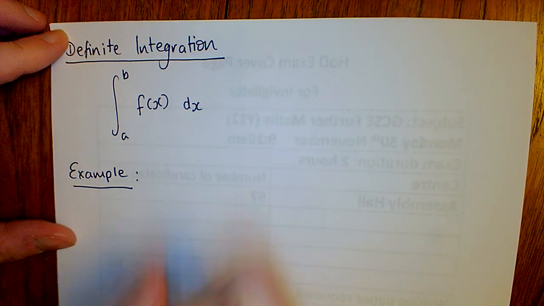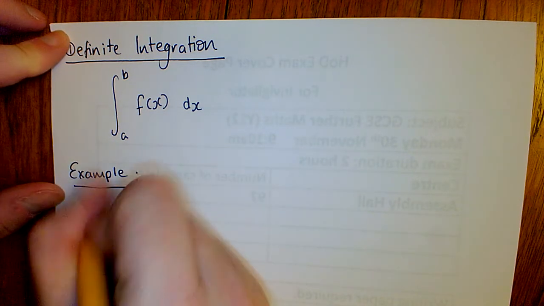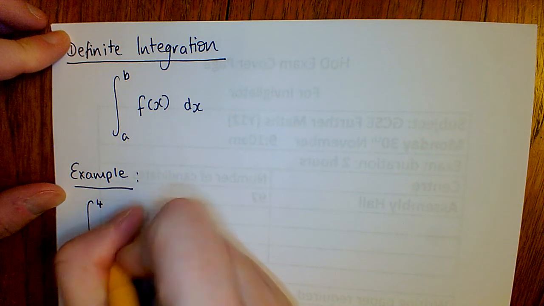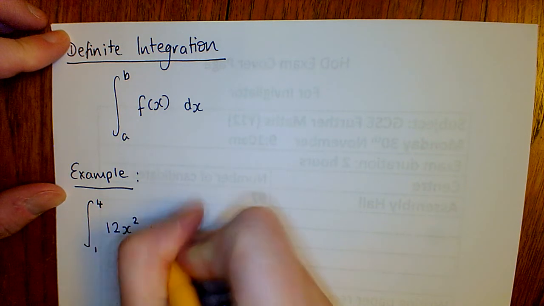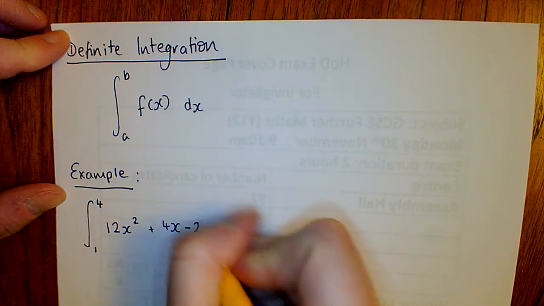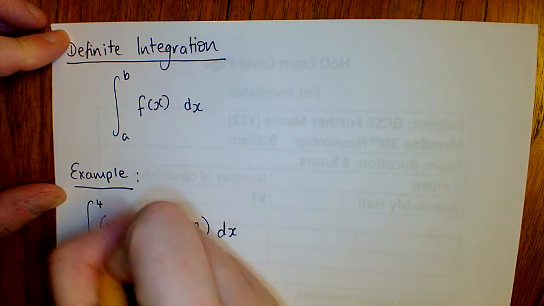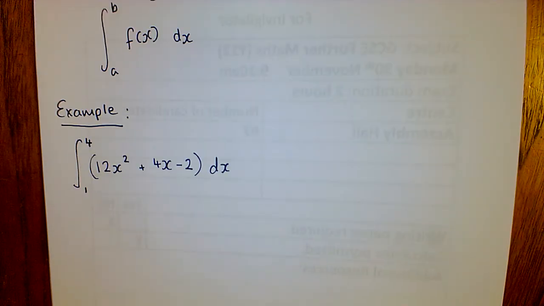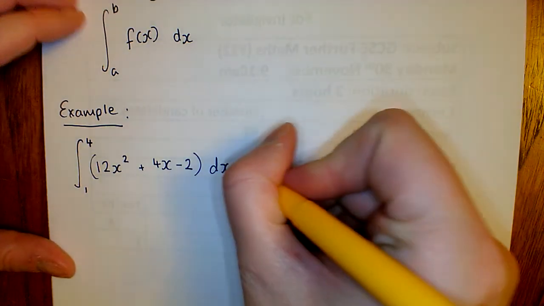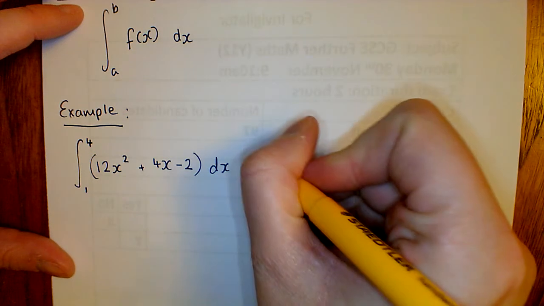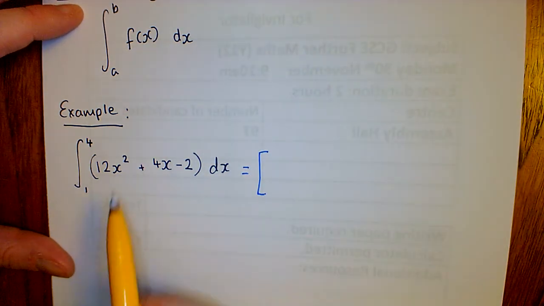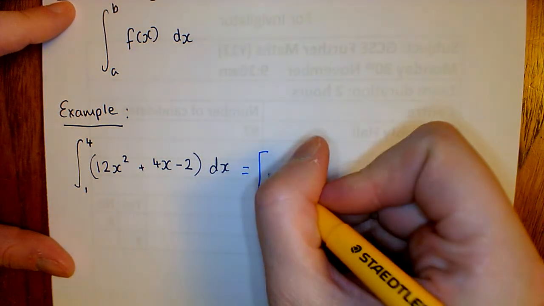of this. It's fairly straightforward. So we're integrating between 1 and 4, and it's 12x squared plus 4x minus 2, and we're integrating that with respect to x. So the first thing we're going to do is integrate it. Now again, be careful with the notation here. Whenever we integrate, it changes to square brackets for definite integration.